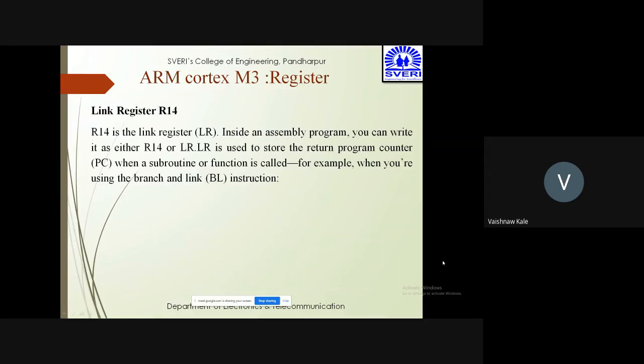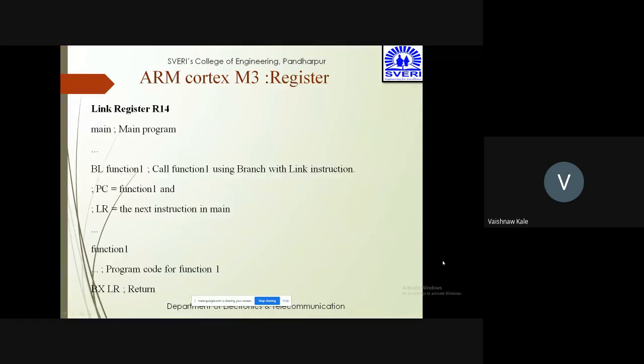This is the link register, which is also called R14. Inside an assembly program, you can write it as either R14 or LR. It is used to store the return program counter when a subroutine or function is called. For example, when you are using the branch and link instruction, called BL. So this is how the link register is used while executing the program.